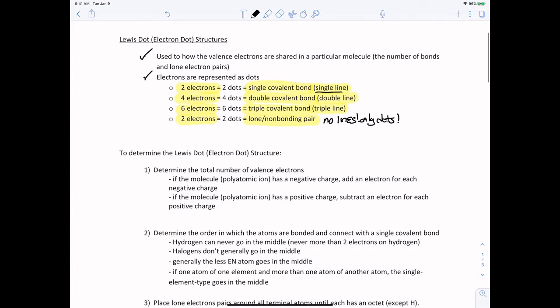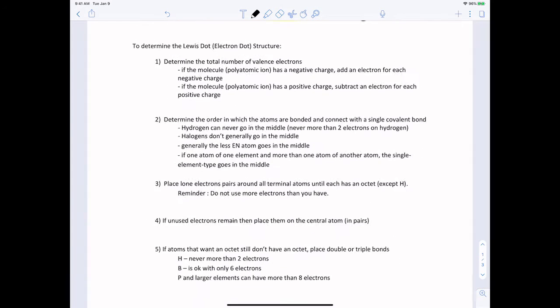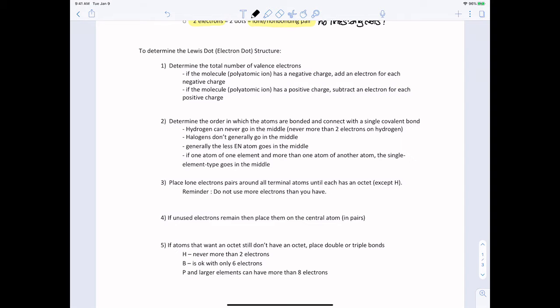And then these are our step-by-step rules for being able to determine it. So I'm just going to go out and draw some, but please, if you have to go back and review these, go for it. You could print this out or have it open on a different screen and go through some examples. But your first step is to determine the total number of valence electrons. Do you guys remember the shortcut for doing that?